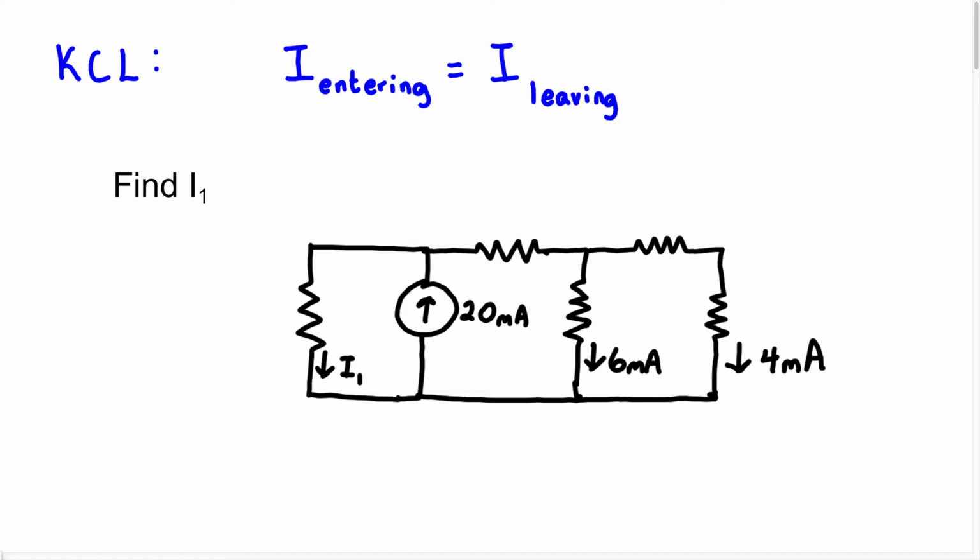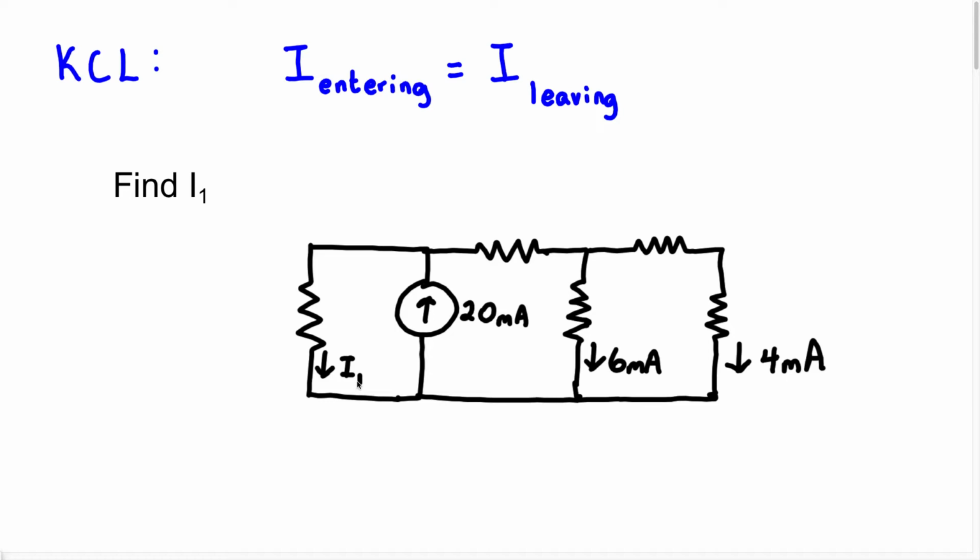Now let's look at this example. It says find I1. So they're going to give us this circuit diagram and they want us to find the current I1. So when we look at this circuit diagram, we know I1 is going to be in this branch. So we found I1, therefore our problem is complete. Haha, well, not quite, right? They want us to find the value of I1.